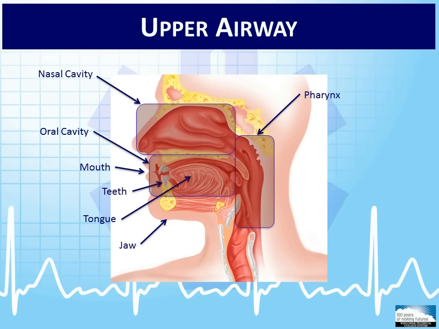The posterior of the airway in the head and neck is called the pharynx. The pharynx is divided into three separate areas. The nasal pharynx is located posterior to the nasal cavity. The oral pharynx is posterior to the oral cavity. Inferior to the oral pharynx is the laryngeal pharynx, which connects the airway to the larynx and the esophagus.